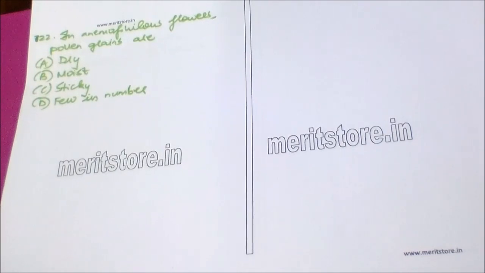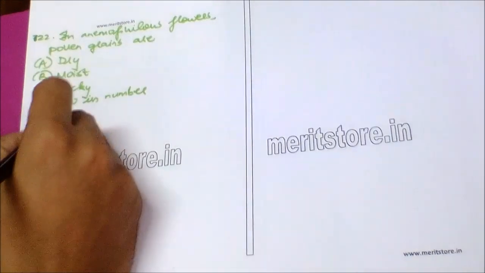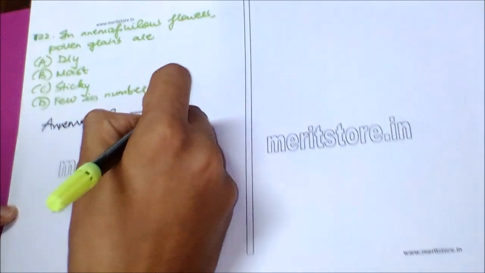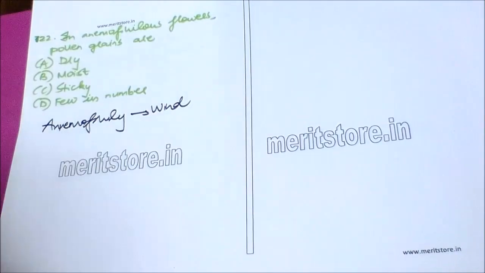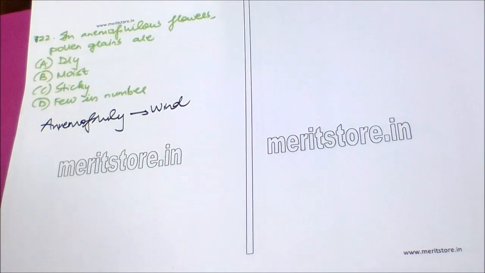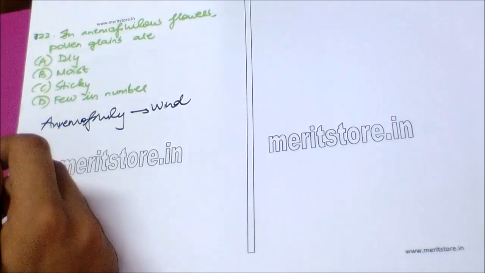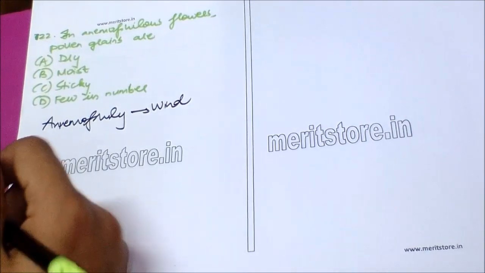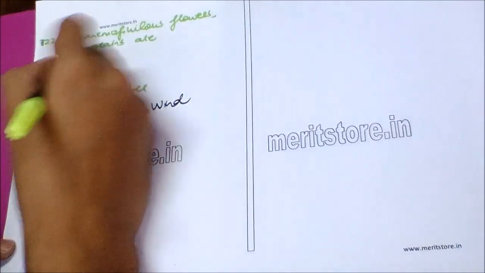In anemophilous flowers, pollen grains are option A, dry, option B, moist, option C, sticky, and option D, few in number. Anemophily is pollination through the agency of wind, wherein a large number of pollen grains are produced in order to compensate for the losses. So option D gets ruled out. Also, the pollen grains produced are dry to facilitate transfer through wind. So the answer to this question is option A, which is dry.